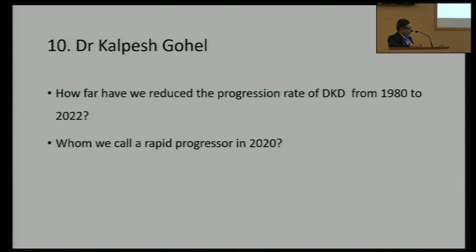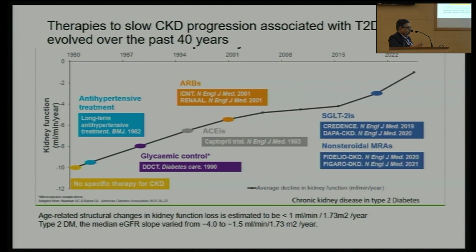See, in the last 4 decades, what is the development that happened to reduce or retard the progression of diabetic kidney disease? The first trial showed that antihypertensives did reduce the rate of decline in GFR. Suppose GFR decline was roughly 10 ml per minute per year, the antihypertensives made it 9.5 or so. Then came the landmark trials of sugar control, DCCT and UKPDS.